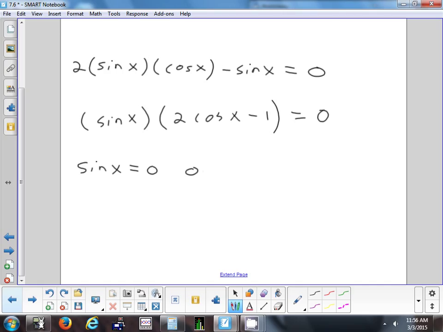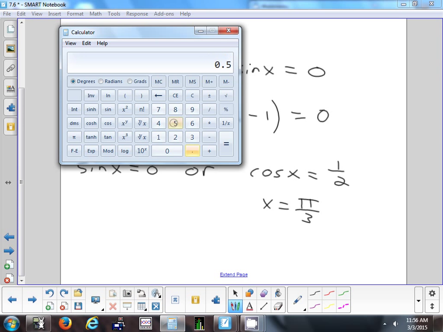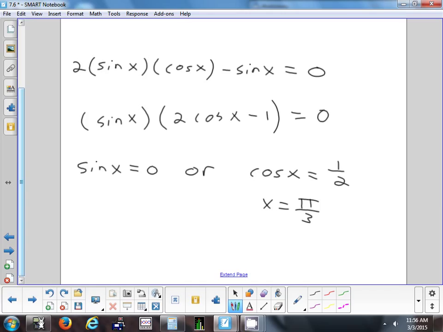Sine x equals 0, or cosine x equals plus 1 divided by 2. Okay, we already did cosine x equals a half earlier. That's where we got pi over 3, which was 60. And we're looking for an angle in the 4th quadrant. So it's 360 minus 60, which is 300. Or 5 pi over 3.